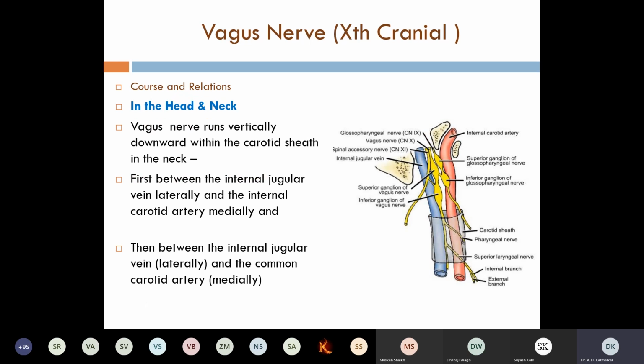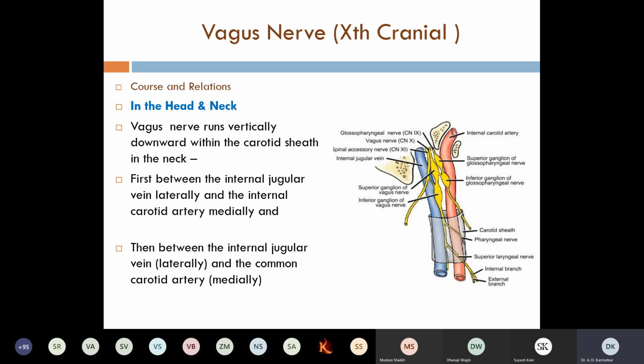Now what happens here? After the superior ganglion and then the inferior ganglion, the nerve runs vertically downwards. As you have studied in the carotid triangle, you have seen the carotid sheath. The carotid sheath is nothing but a modification of the deep fascia of the neck, which surrounds the internal carotid artery and the internal jugular vein, along with which there is a content, that is the vagus nerve. So this vagus nerve lies between the internal jugular vein, which is lateral, and the internal carotid artery, which is medial.